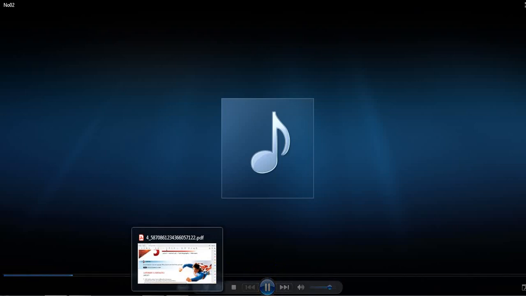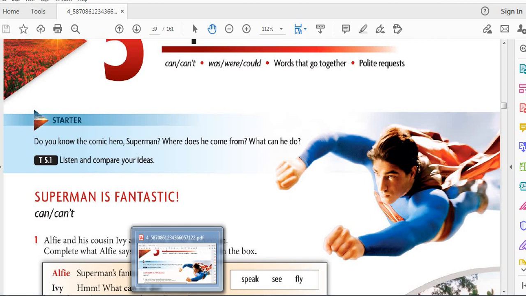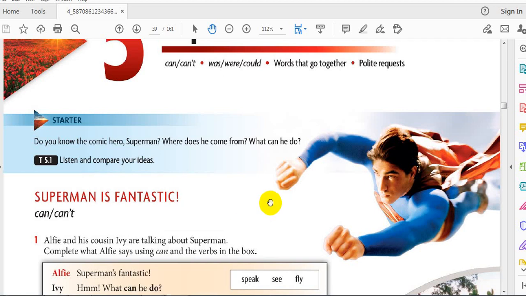Unit 5, tape script 5.1. Superman. Superman comes from the planet Krypton. He can fly at the speed of light. He can see through walls. He can jump 250 meters. He can speak every language. He can turn back time. There's nothing Superman can't do.